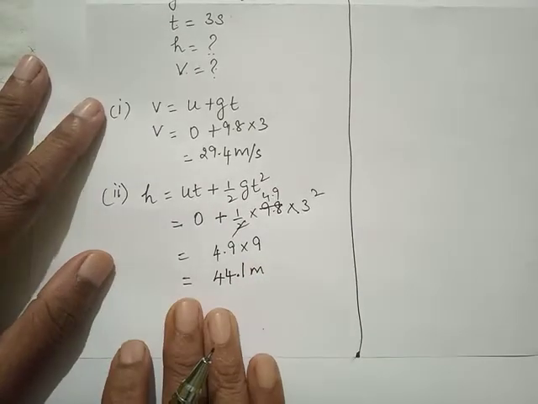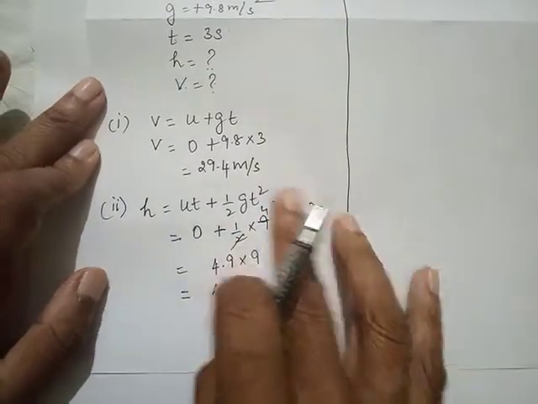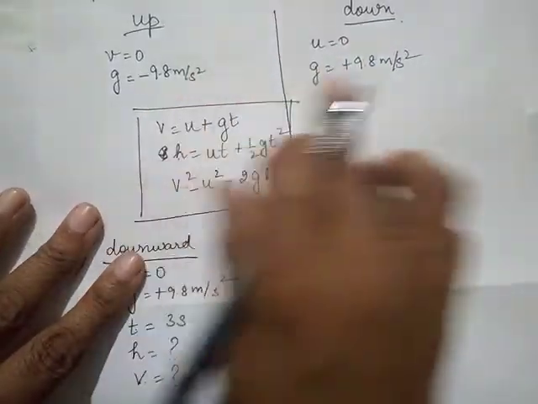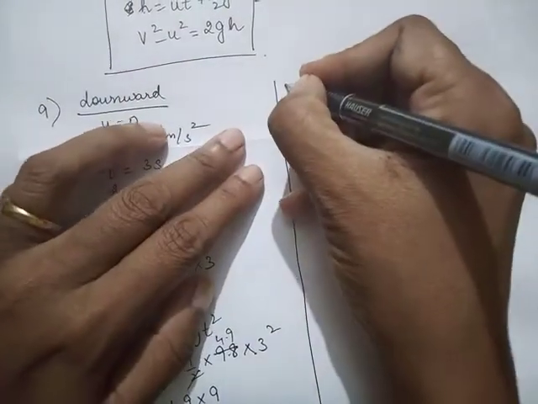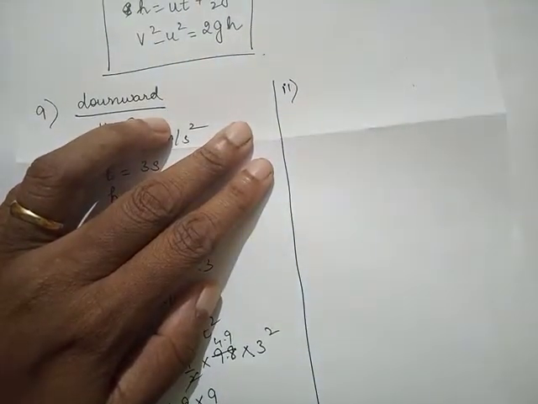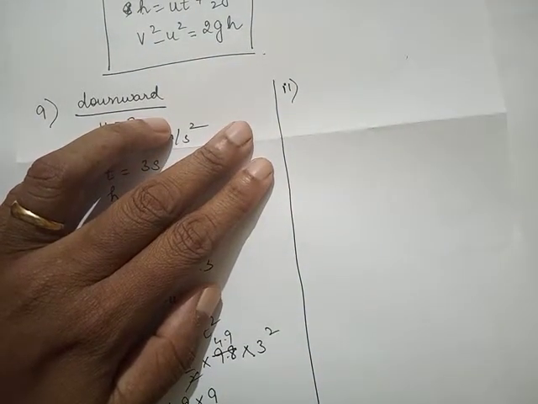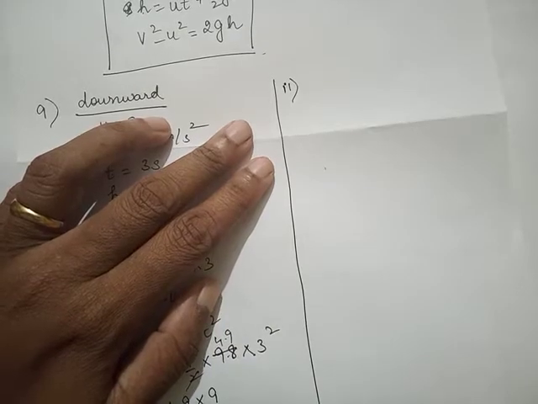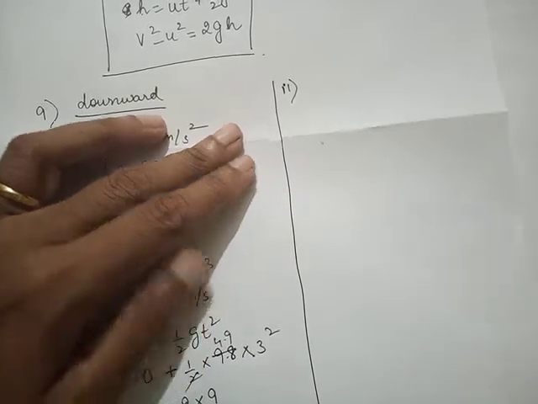Okay, so this is how the sum has to be solved. These conclusions are very important. Now let's go to the 11th numerical. This one is a body thrown upward. I'll read the question first.